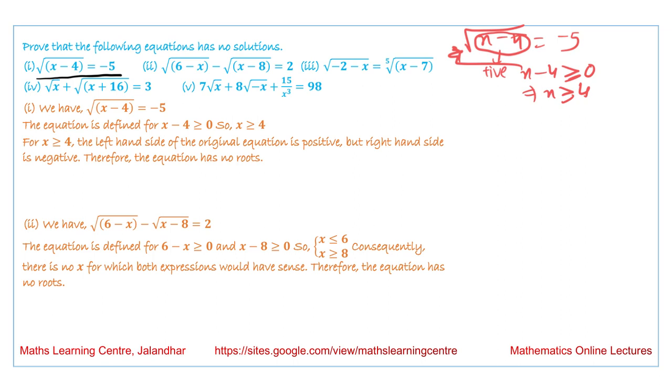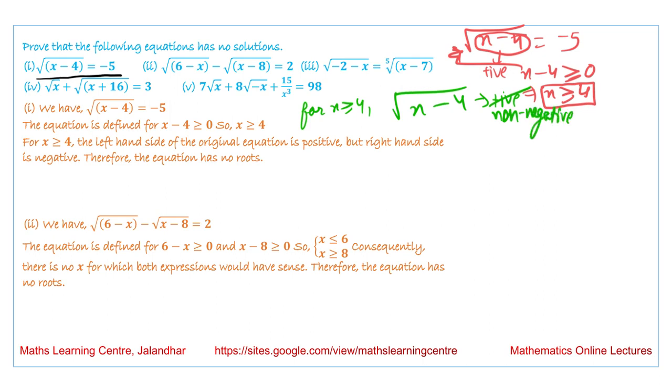And for x ≥ 4, the value of x − 4 will be non-negative, but the answer we have is negative. So we are saying that it is not possible to find any value of x for which this whole value will be negative.